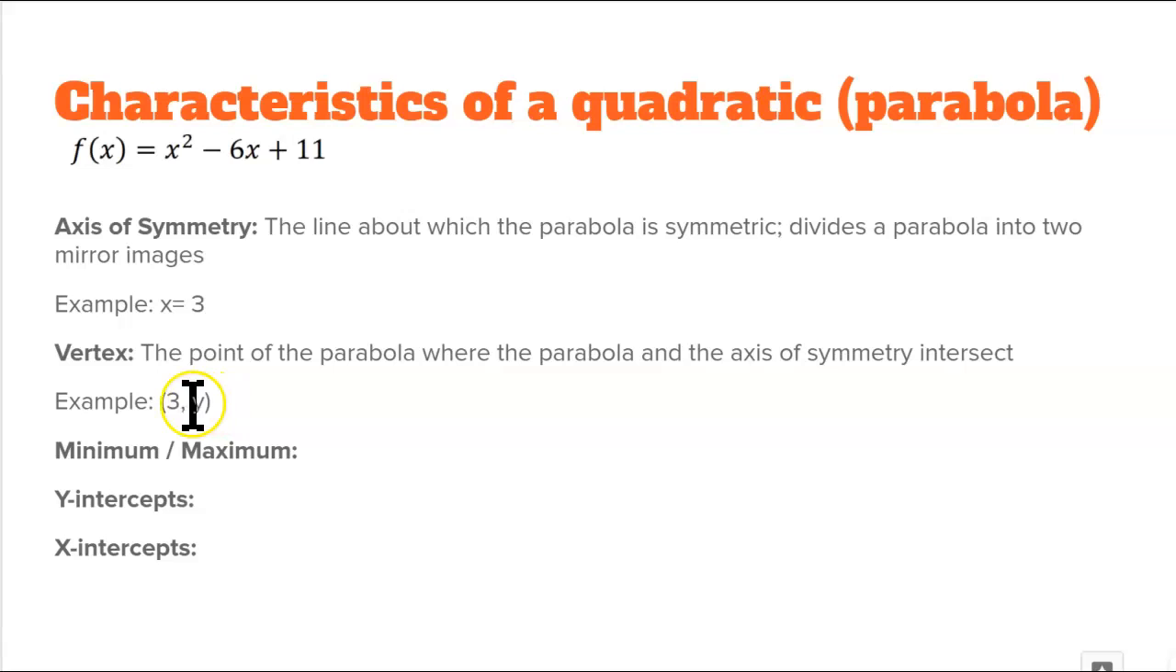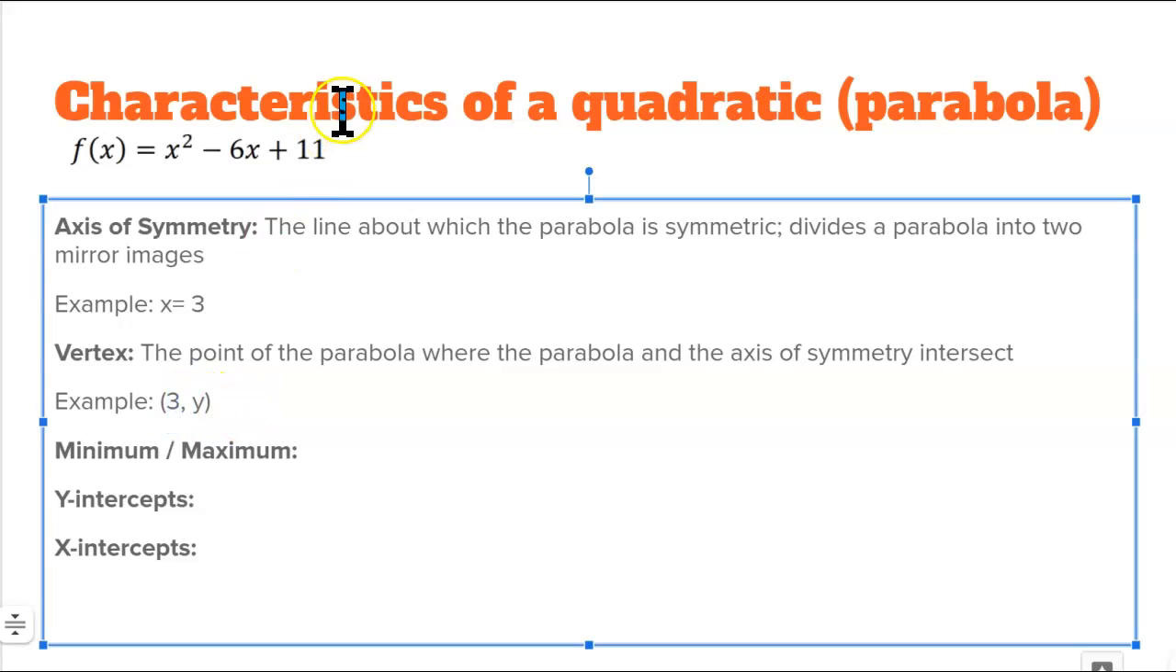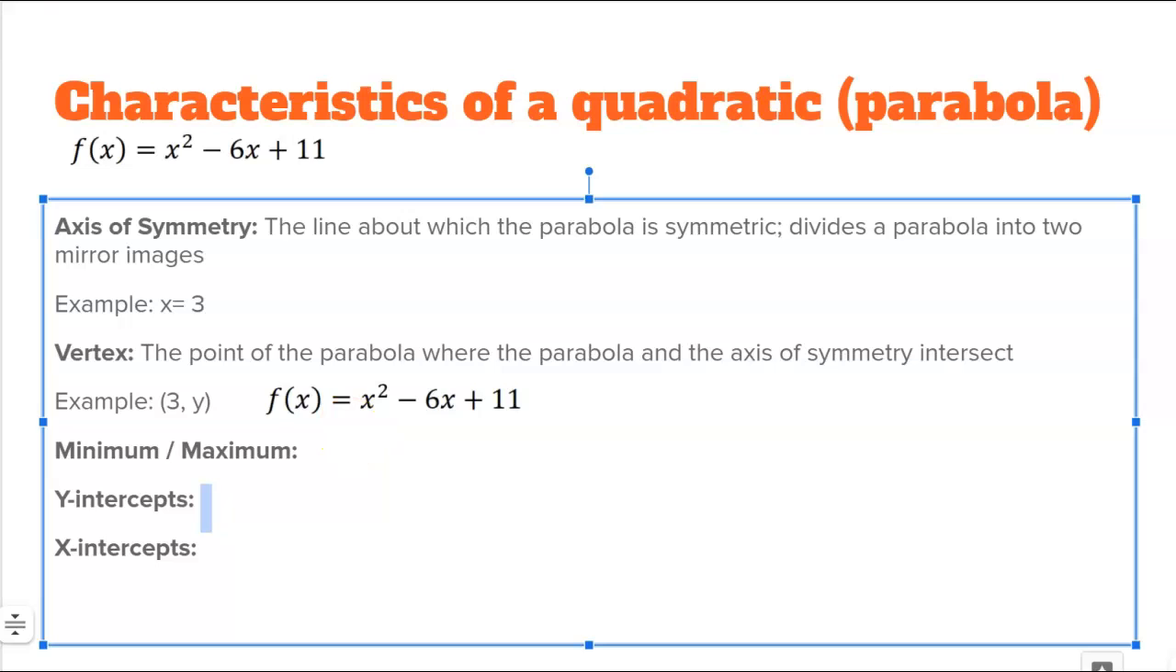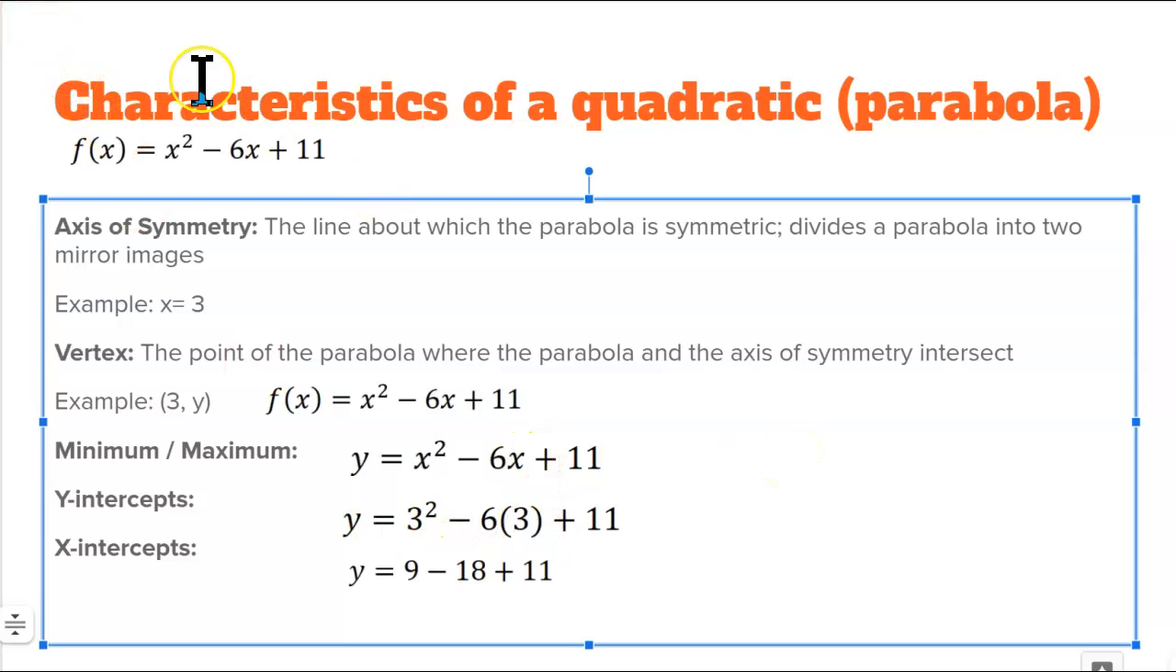So let's say we found x was 3. Then what we'd do, and if this was our function up here, we'd basically just rewrite our function. Then we'd replace the notation f of x with a y. Then we said we found that x was 3, so replace the x with a 3, simplify, simplify again, and that new y value is where the vertex is. That's how you find the vertex.